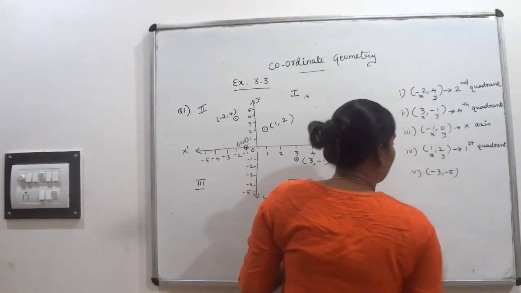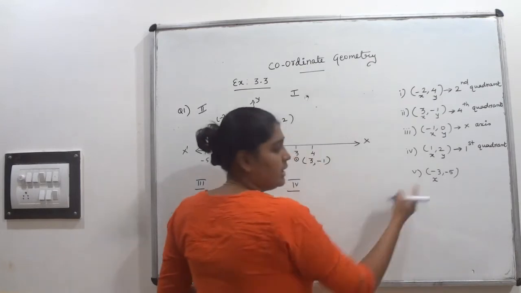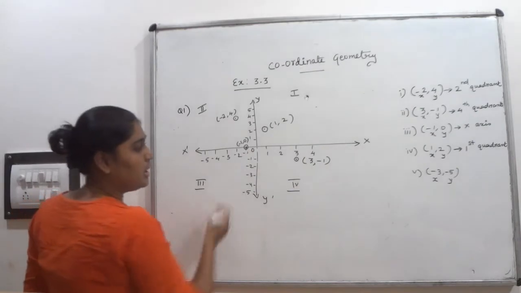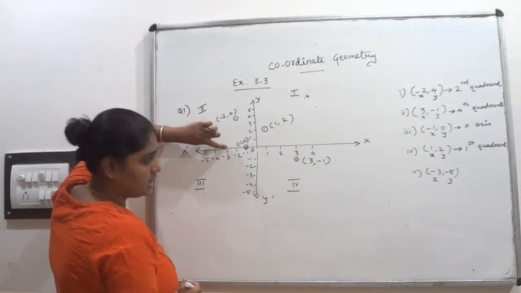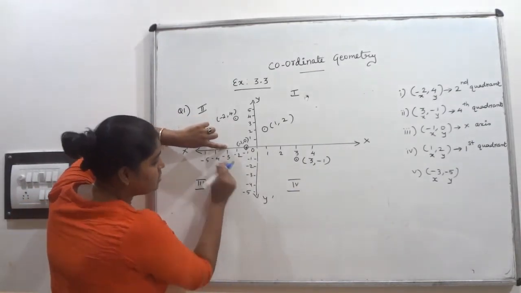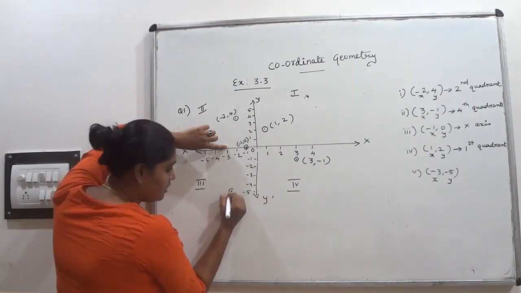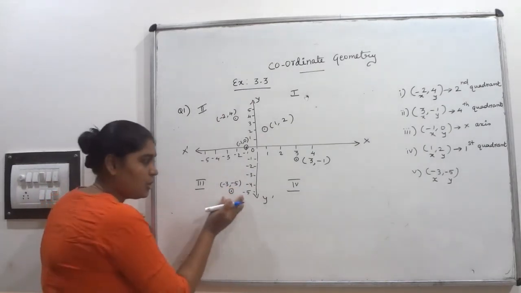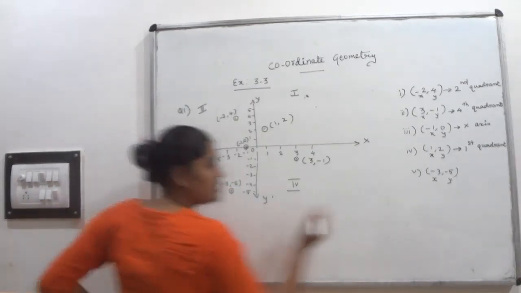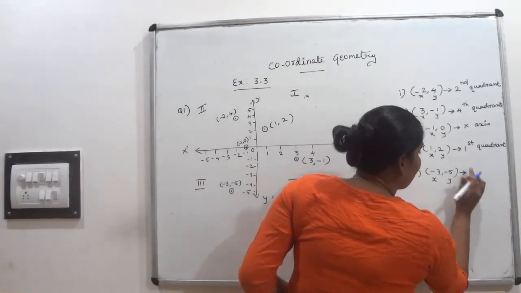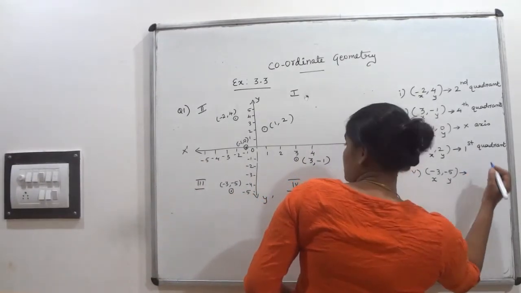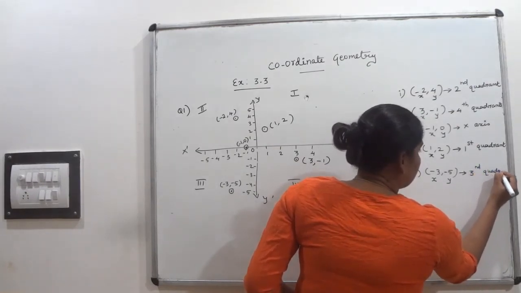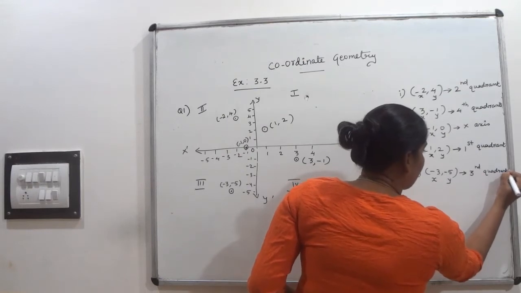Then go for the next point, minus 3 on the x-axis, minus 5 on the y-axis. I have to locate that point in the Cartesian plane. Minus 3 on the x-axis, minus 5 on the y-axis, so together it will meet here. We can write minus 3, minus 5. This particular point lies on the third quadrant, right here. Okay, that's all.